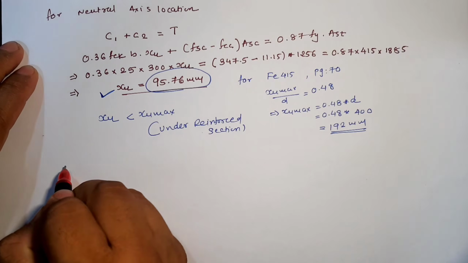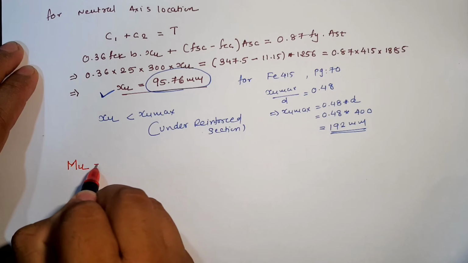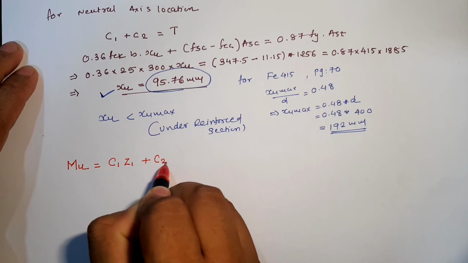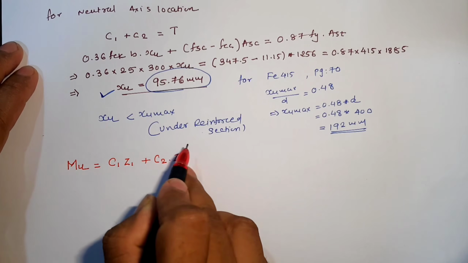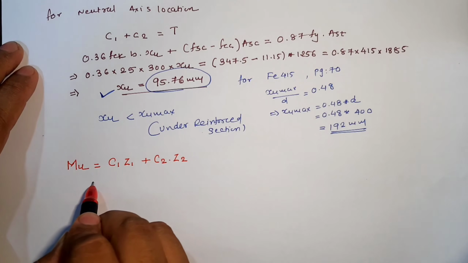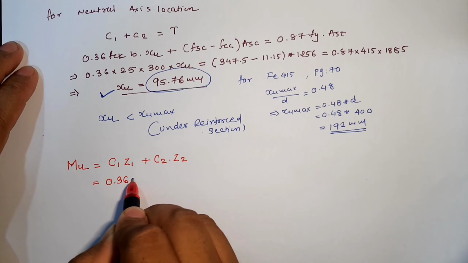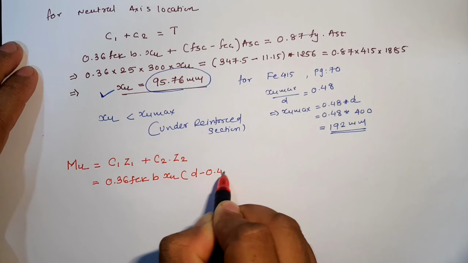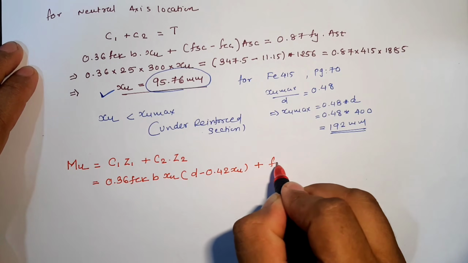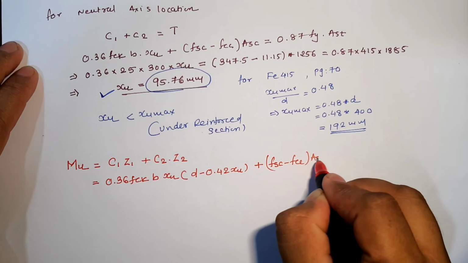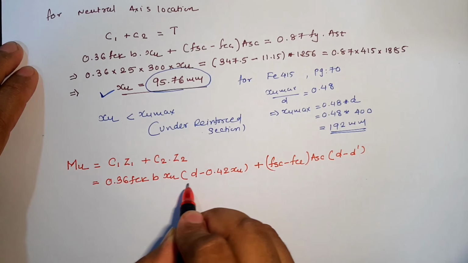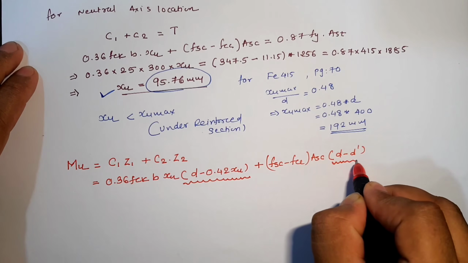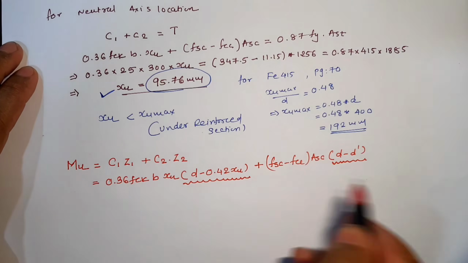Let us calculate the moment of resistance. Mu is equal to C1 into Z1 plus C2 into Z2, where Z1 and Z2 are lever arm distances, where d minus 0.42 Xu is the value of Z1 and d minus d dash is the value of Z2. Let us put in all the values.